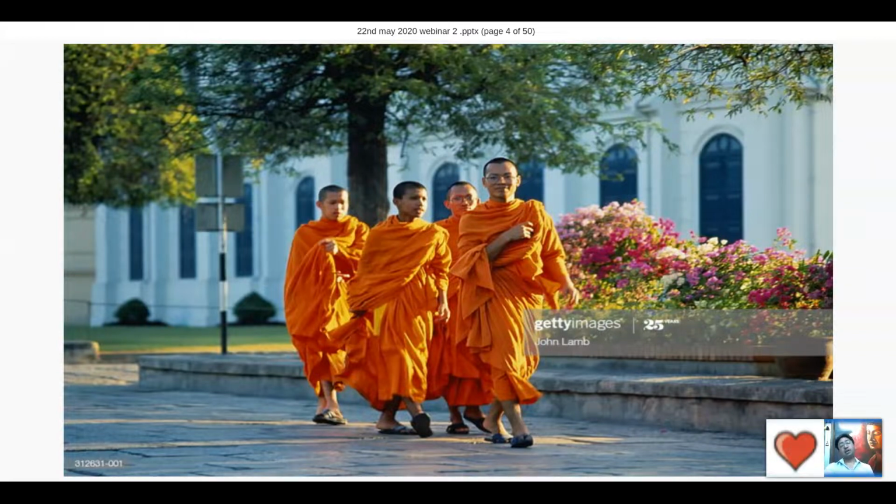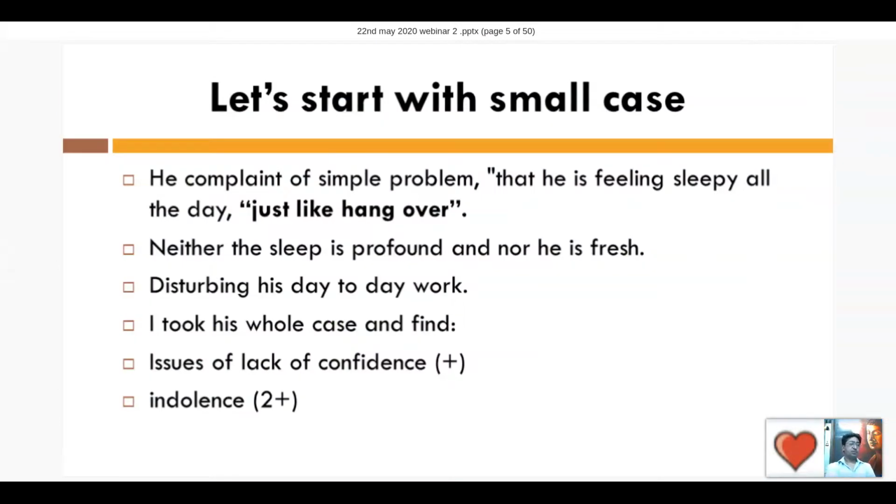So today we will try to understand how we can adapt according to the case and not according to our programmed mind in any particular case. So going to the next slide. I'm sharing one very simple case which came to me many years back. He complained of a simple problem, that he is feeling sleepy all day, just like a hangover.